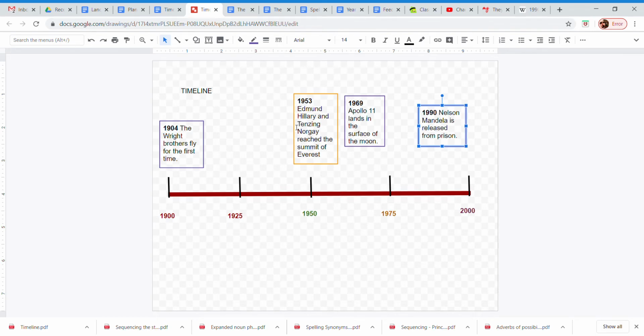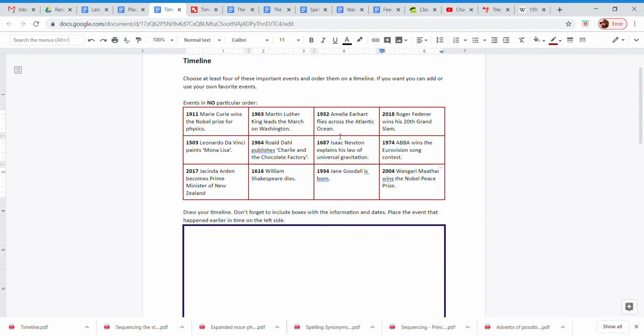Now I want you to try to do the same. I've given you choices though. You only have to choose 4, but that's at least 4. If you want to fit more events on your timeline, that is fine as well. If you want to use your own events from your significant people, that's fine as well.